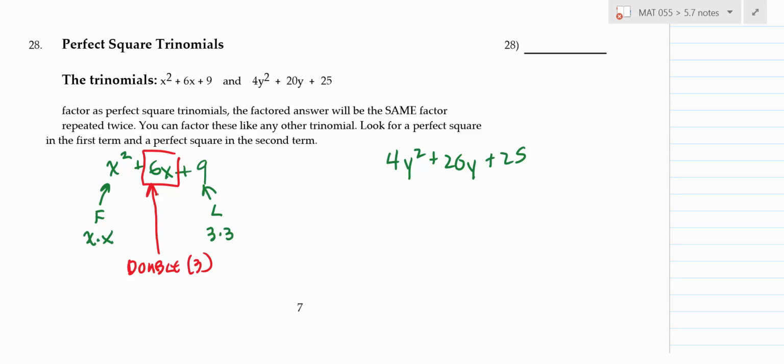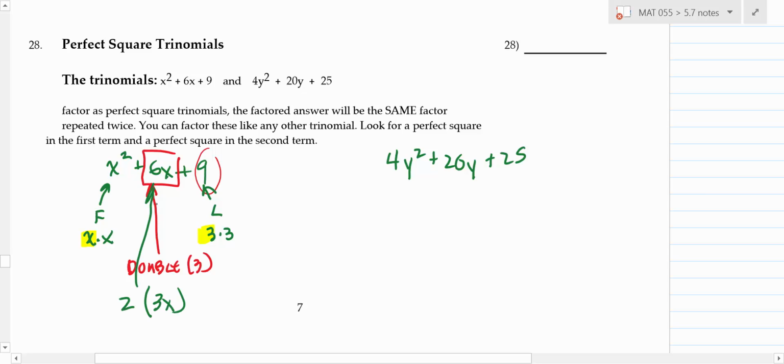And what you want to learn how to recognize is the first term is a perfect square, the last term is a perfect square, and then if you take these two things, like the x and the 3, which is 3x, and you double it, you're going to get that middle term. Okay, that's how these things work. Okay, let's look at this next one. It's a little bit more complicated, but it's the same idea.